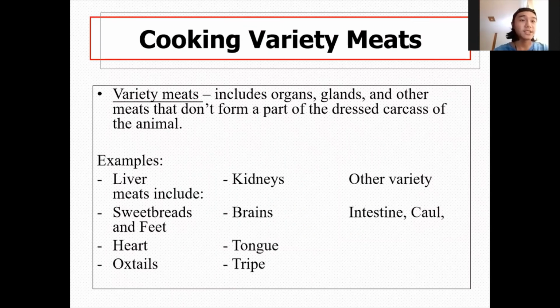Next slide, please. Variety meats include organs, glands, and other meats that don't form a part of the dressed carcass of the animal. Examples of these are liver, kidneys, sweetbreads, brains, heart, tongue, oxtails, and tripe. Other varieties include intestines and caul.